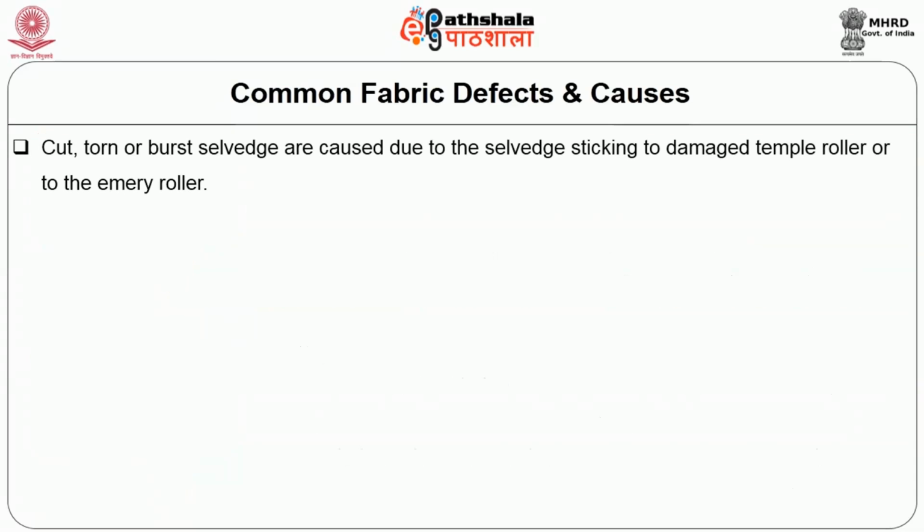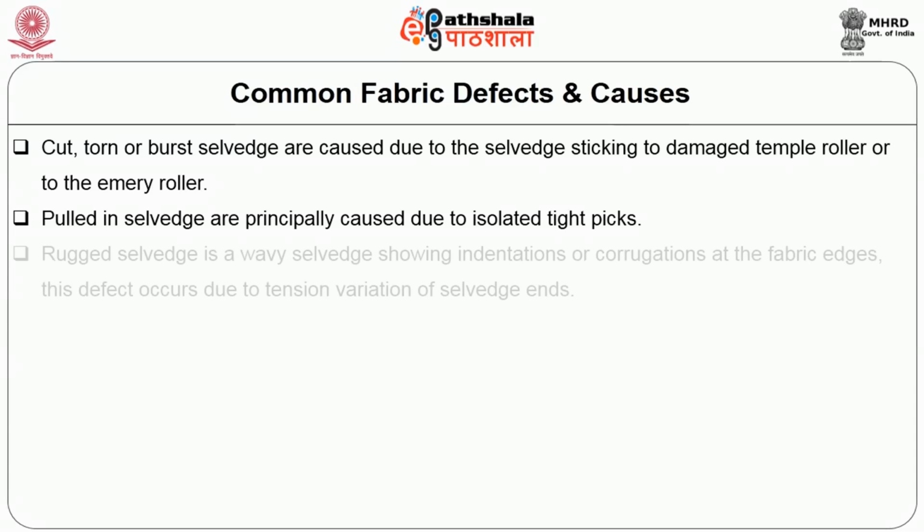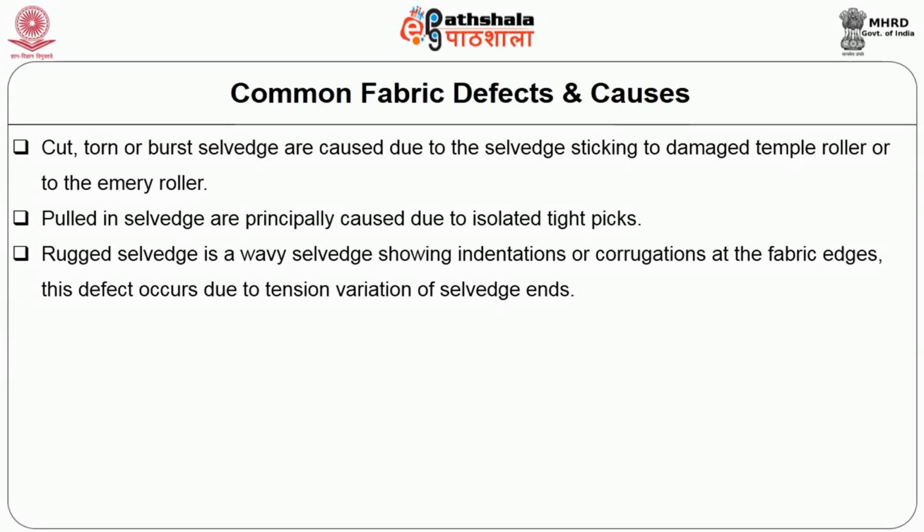Cut, torn or burst selvage are caused due to the selvage sticking to damaged temple roller or to the emery roller. Pulled in selvage are principally caused due to isolated thick picks. Rugged selvage is a wavy selvage showing indentations or corrugations at the fabric edge. This defect occurs due to tension variation of selvage ends.